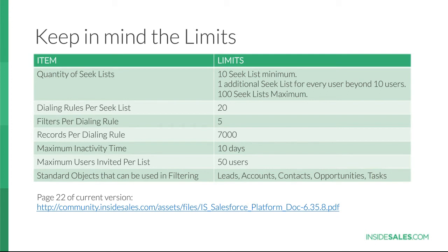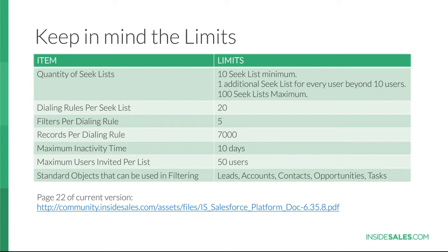So you want to juggle the number of people that are using that seek list. If we go back to our ownership slide where everyone is accessing one seek list, then you want to keep this record limitation in mind, because if you've got 20 people accessing the seek list and they all have, you know, 5,000 records that you're pulling into this one dialing rule, you're going to max out. I mean, you just have to be very careful.